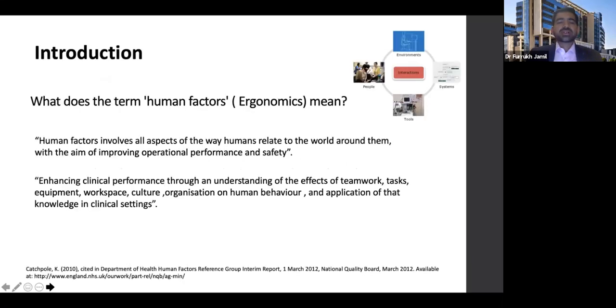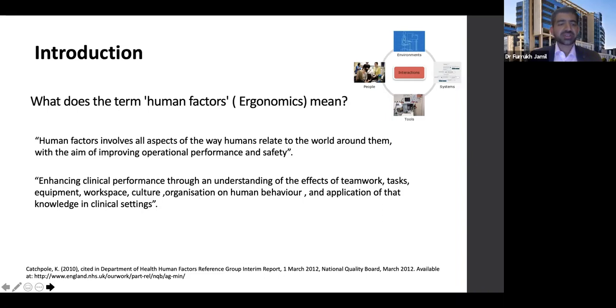Okay, so let's start with the introduction. I'm sure you must have heard this term alongside human factors. Some people call it ergonomics. It is an established branch, an established specialty now, even a further subspecialty of clinical simulation. So what is it? Human factors involve all aspects of the way humans relate to the world around them, with the aim of improving operational performance and safety.